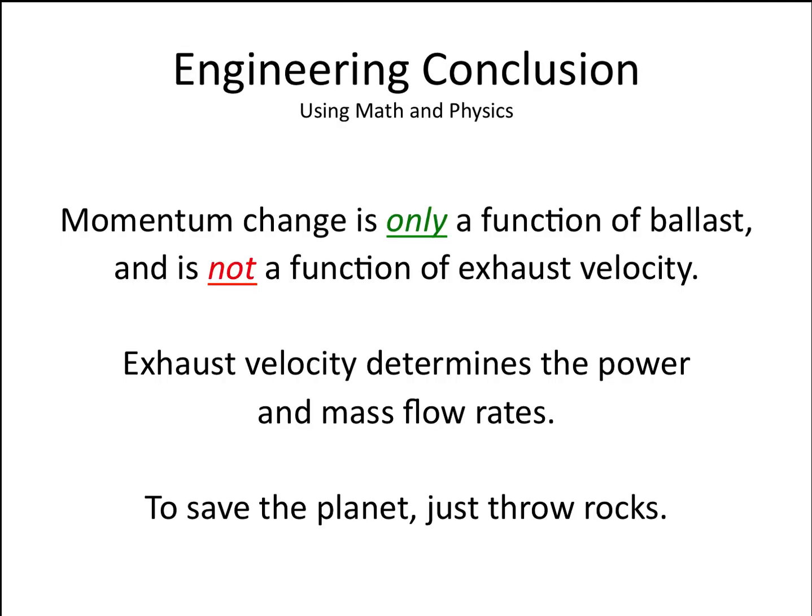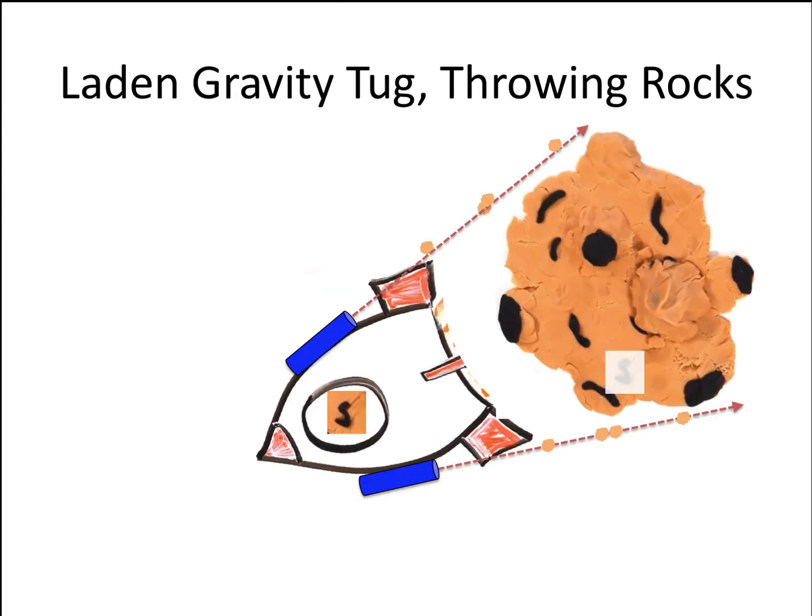So the conclusion from the engineering is exactly the same as the executive summary. The momentum change is only a function of the ballast and not a function of the exhaust velocity. The exhaust velocity does matter when it comes to the amount of power that you're going to use and the amount of messiness. So if you have a high power engine that throws the exhaust very, very fast, you don't need very much mass. And if you throw the exhaust much slower, you need to move a lot more mass to make that same momentum happen. So the conclusion from the engineering is to save the planet, just throw rocks.